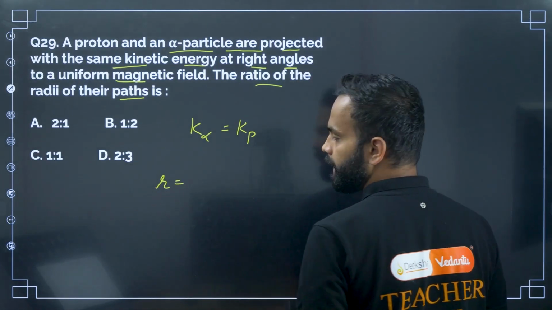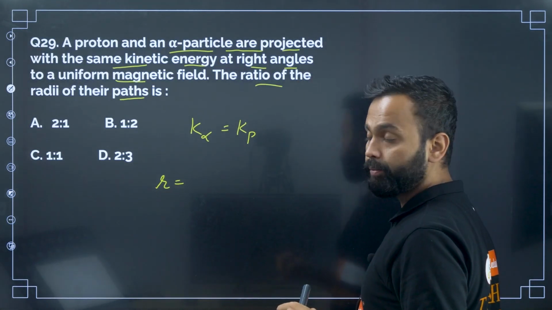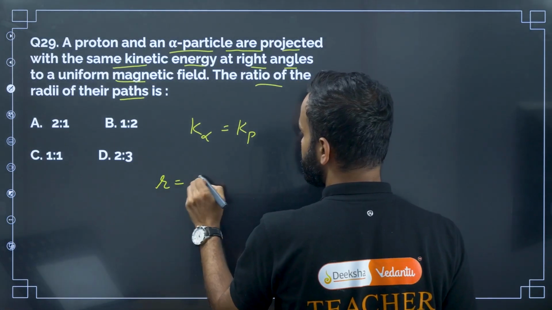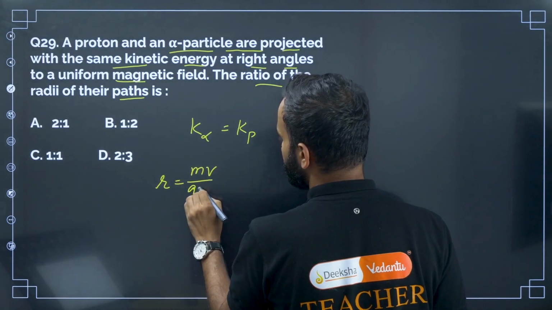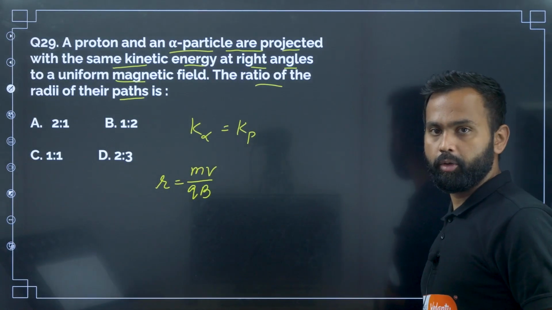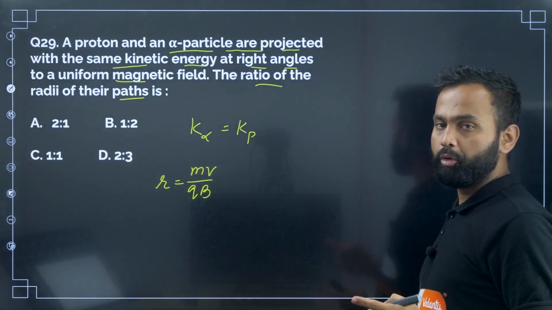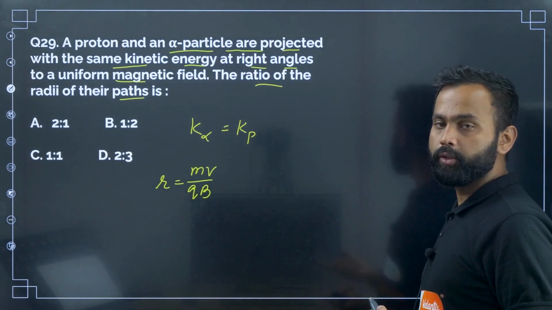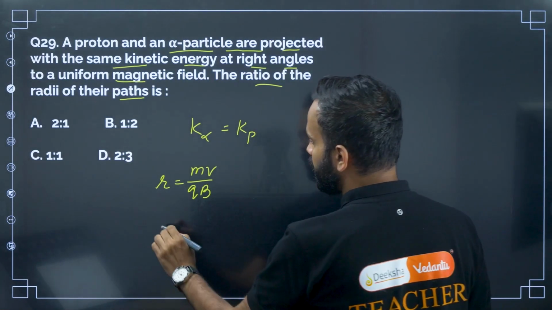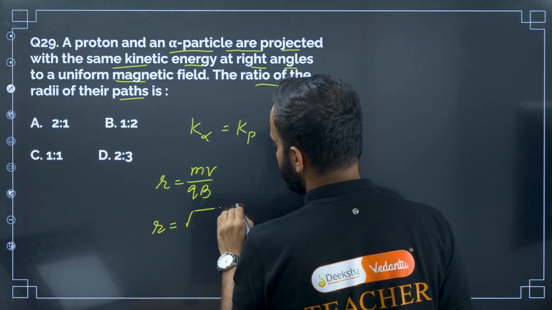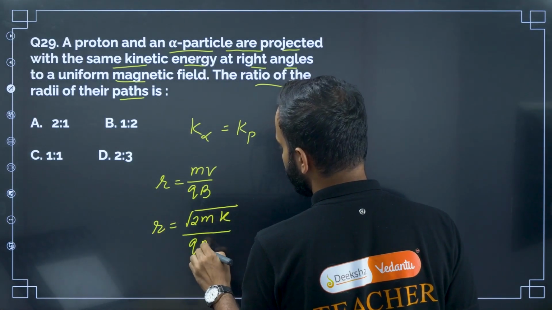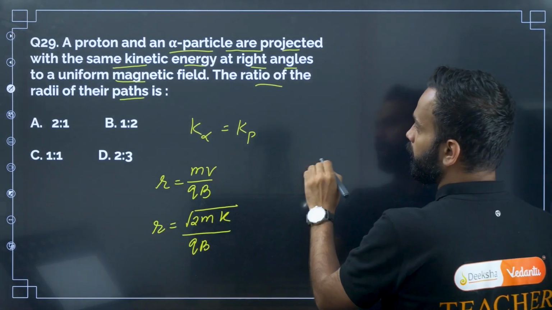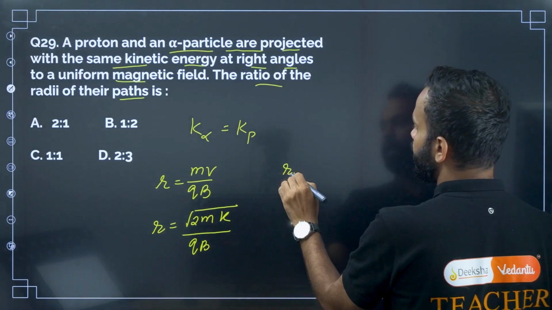When a charged particle enters a uniform magnetic field perpendicular to the field, what happens? It takes a circular path. The radius of the circular path is mv divided by q into B. What is mv? Momentum. We know that momentum is equal to root of 2m kinetic energy. So r is equal to root of 2m kinetic energy divided by qB.